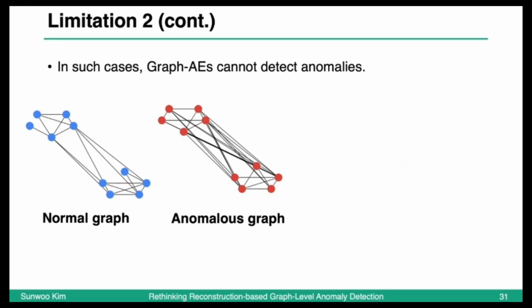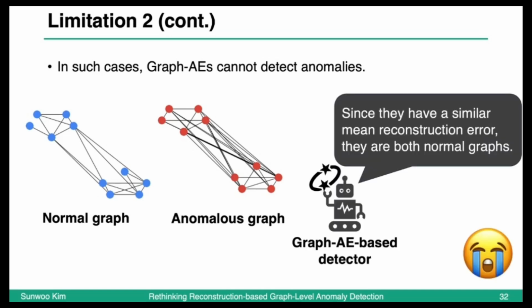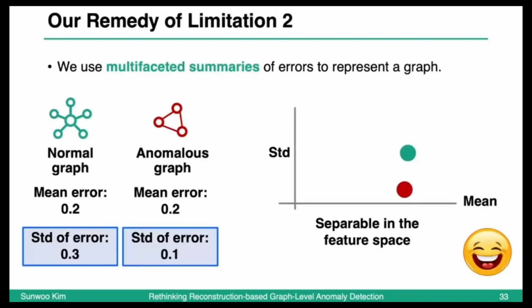Let's consider the left graph as the normal graph and the right graph as an anomaly. The GLAD method may mistakenly classify both graphs as either normal or both as anomalies. To address this, we use multifaceted summaries of reconstruction errors beyond the mean alone to represent each graph.